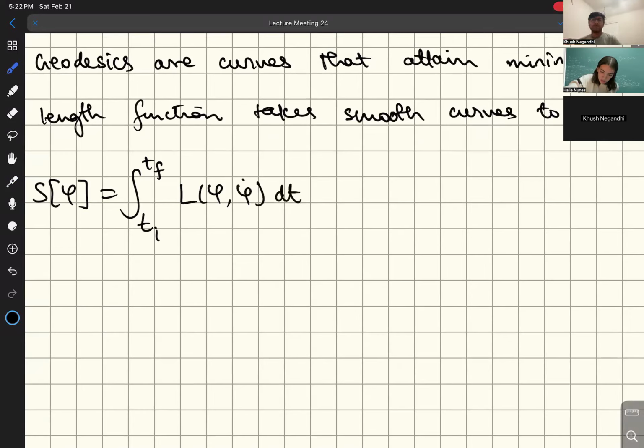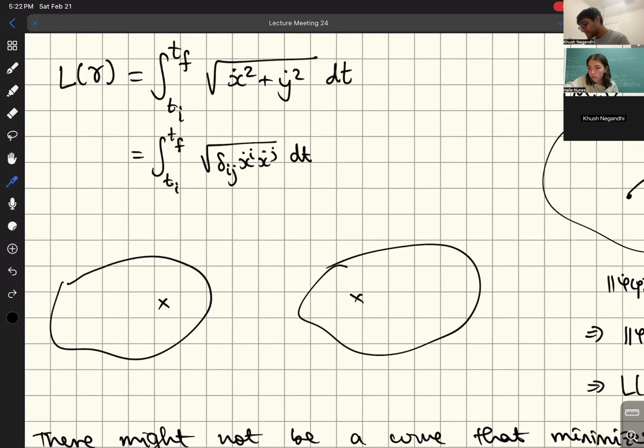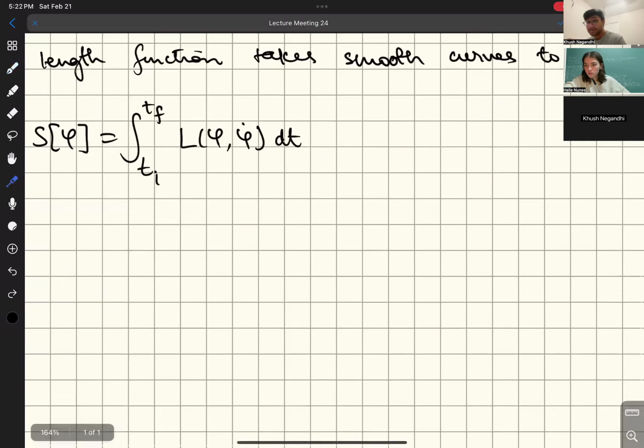For now, we won't allow it to depend on the time parameter, and we won't allow it to depend on higher order derivatives because, as we've seen, for example, the length function only uses the velocities. So for us, this is good enough for now. And now the idea is that we want to find extrema of this function, right?